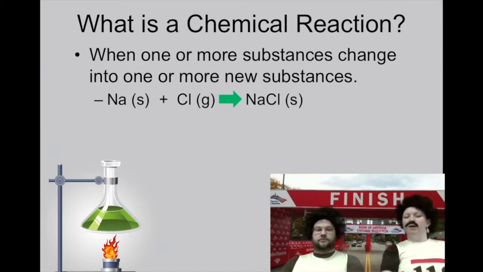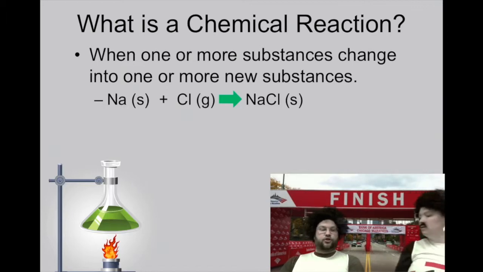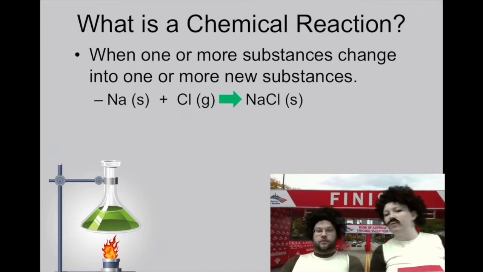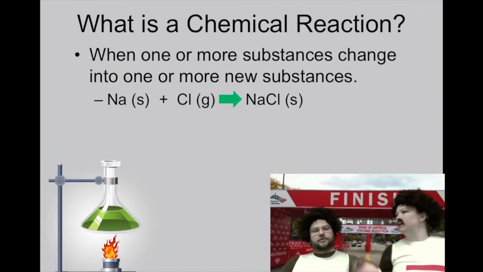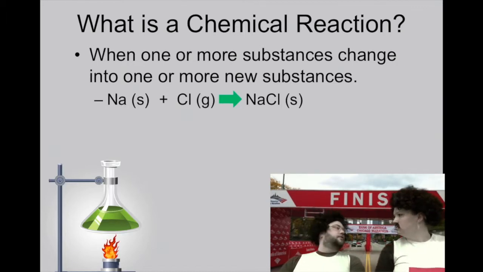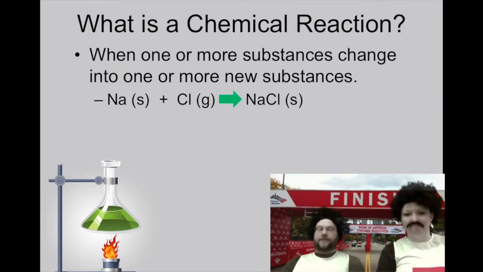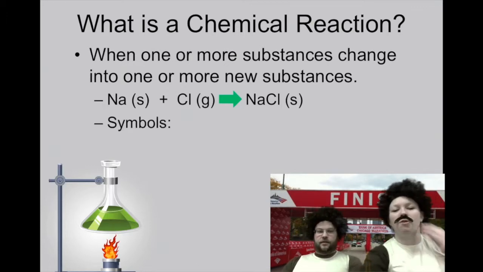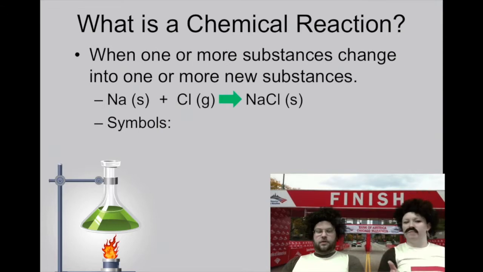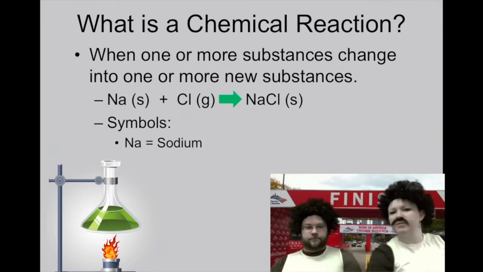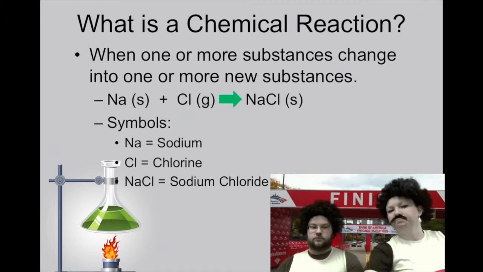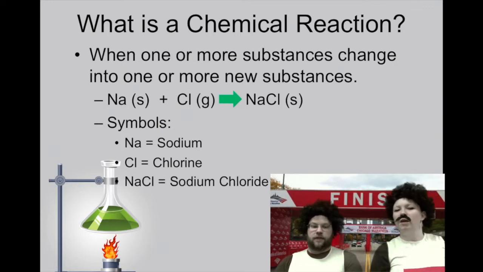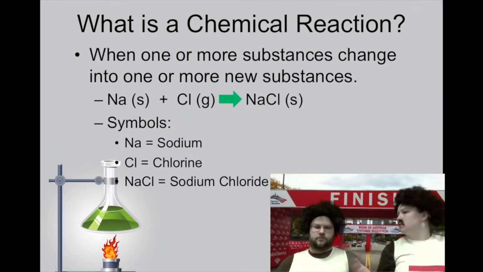We have Na, which is, as we know, sodium, and we have chlorine, which is Cl, and that turns into NaCl, which we call salt. Sodium chloride. Got it. Okay, so just to recognize what's going on here in a chemical reaction, of course we have the symbols, Na being sodium, Cl being chlorine, NaCl being sodium chloride. Those we should be familiar with because we just got done with naming compounds.